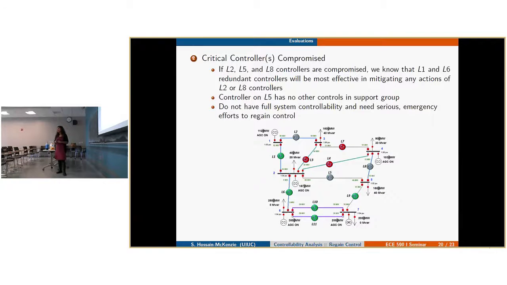However, when we have critical controllers compromised, for example the controllers on L2, 5, and 8, as shown in gray, we know that L1 and L6 of cluster group 1 are going to be most effective in trying to mitigate any actions from the compromised 2 and 8 controllers. And again, the controller on L5 has no other controls in its support group, so we're going to need a coordinated effort. But in this case, we do not have full system controllability since we have critical controllers compromised, and we need serious emergency efforts to regain that control.